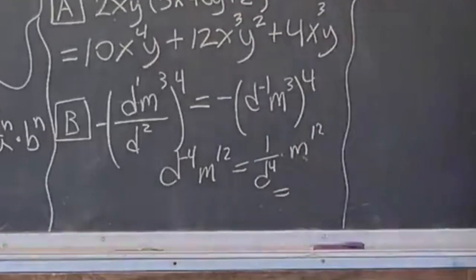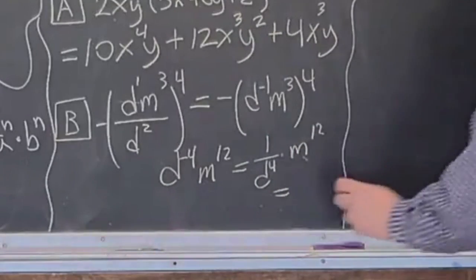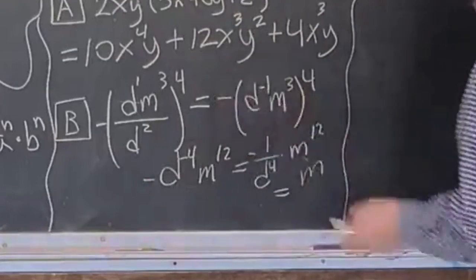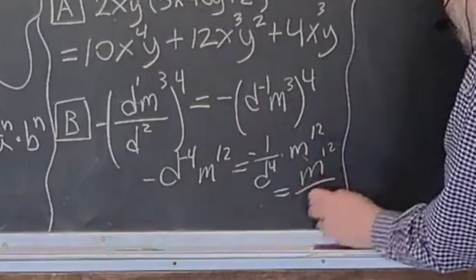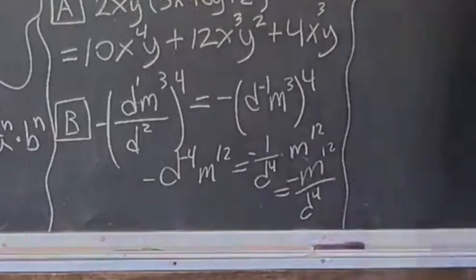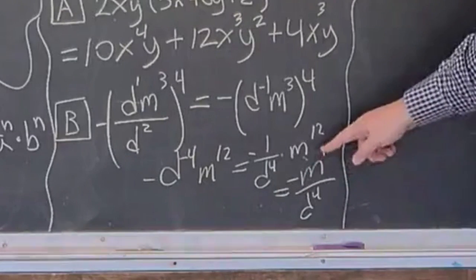And now I can merge the two together through multiplication. This becomes negative, by the way, that's still negative because of the negative sign, m to the 12th over d to the 4th, and it's negative. And so there's the final answer.